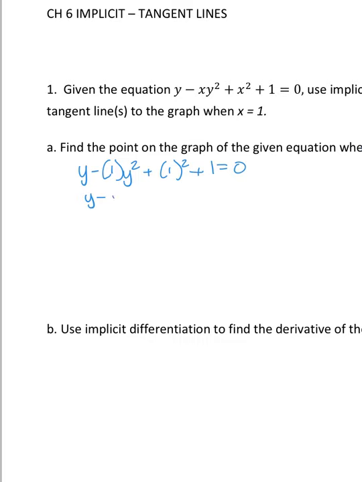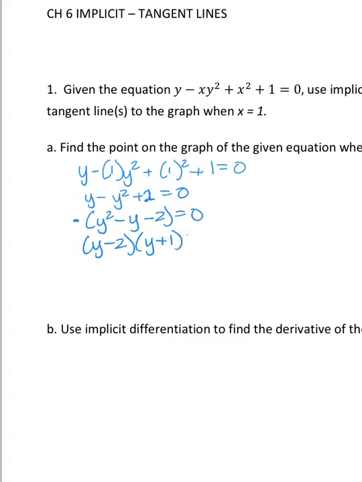So if you notice, we end up with that 1 and the 1, that ends up being a 2. So we could write this quadratic. We could take out that negative. We would have y squared minus y minus 2. And if you notice, this factors, which gives us a solution of 2 and a solution of negative 1.